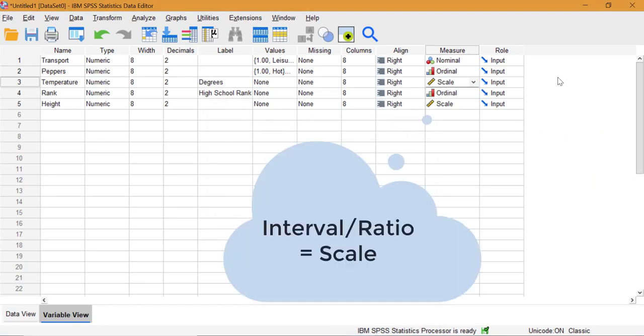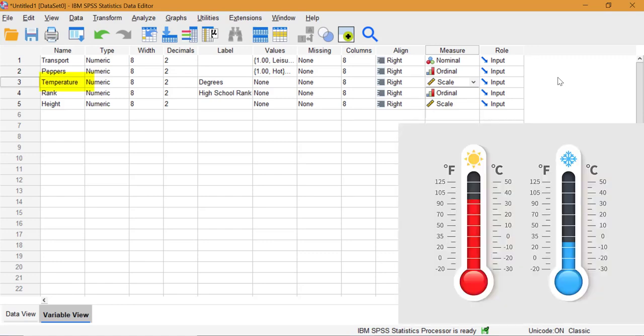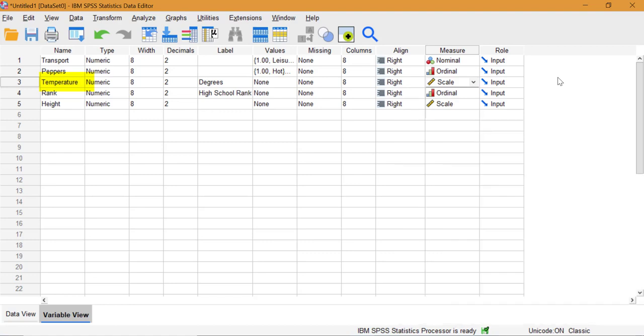In SPSS, you'll use scale to describe both interval and ratio variables. The interval scale has ordered numbers with meaningful divisions. An example is temperature. A difference of 10 degrees between 90 and 100 degrees Fahrenheit means the same as 10 degrees between 150 and 160.